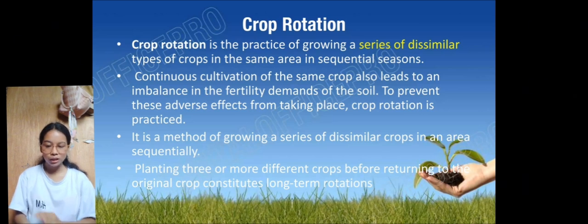So planting 3 or more different crops before returning to the original crop continues long-term rotation.